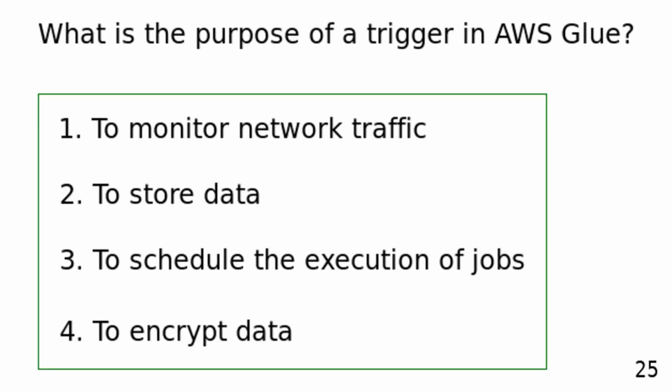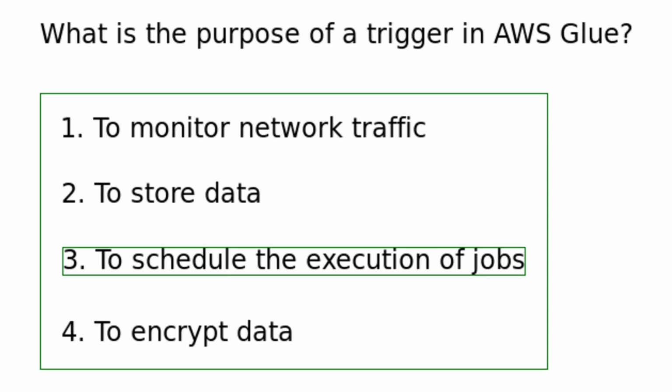What is the purpose of a trigger in AWS Glue? To monitor network traffic. To store data. To schedule the execution of jobs. To encrypt data. The correct answer is to schedule the execution of jobs. In AWS Glue, a trigger is used to schedule the execution of jobs based on specified criteria or events.